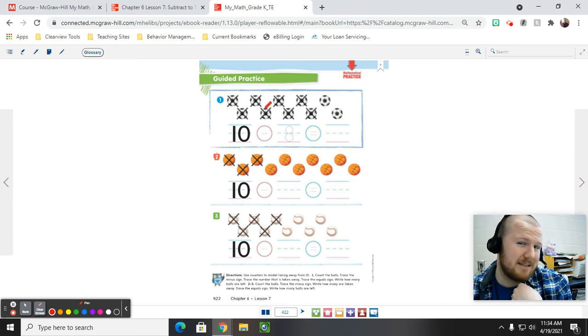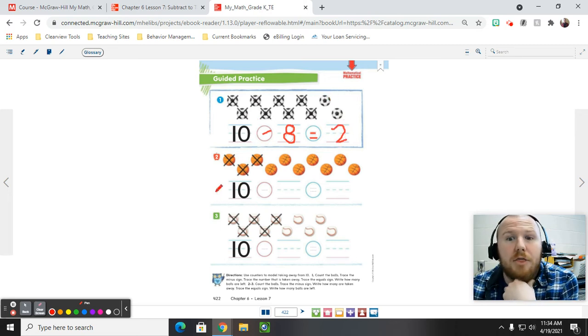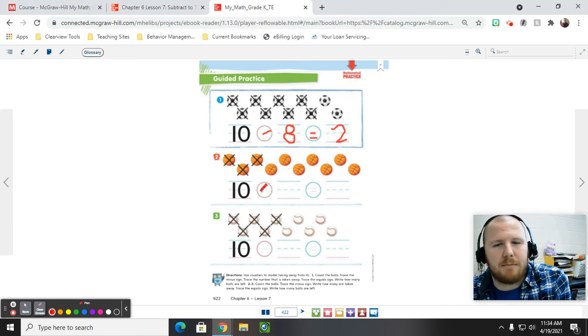So I see 10 soccer balls, and it looks like 1, 2, 3, 4, 5, 6, 7, 8 of them got kicked in the goal. So our question is how many soccer balls are left? 1, 2. 10 minus 8 equals 2. Let's try it with the basketballs. There are 10 basketballs, and it looks like 1, 2, 3 basketballs went in the hoop. 3 went in the hoop. So how many are left? 1, 2, 3, 4, 5, 6, 7. 7 are left to go in the hoop.